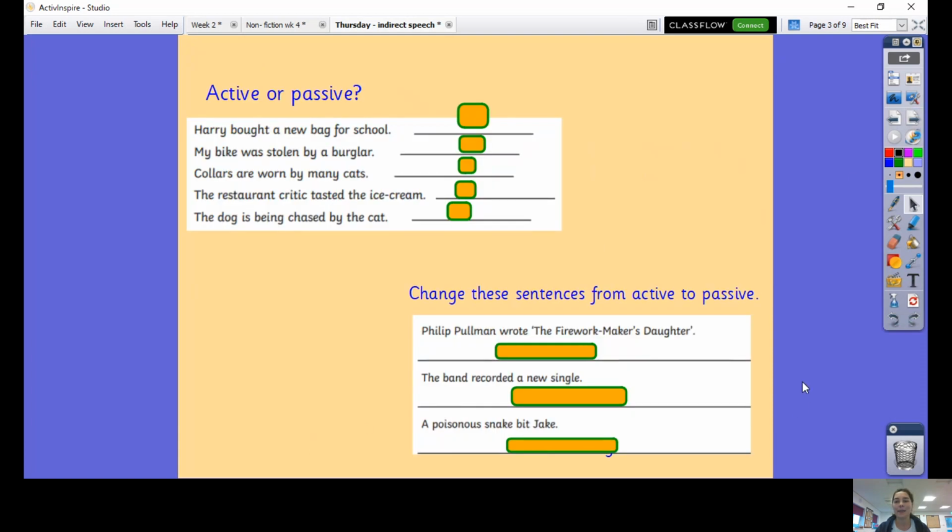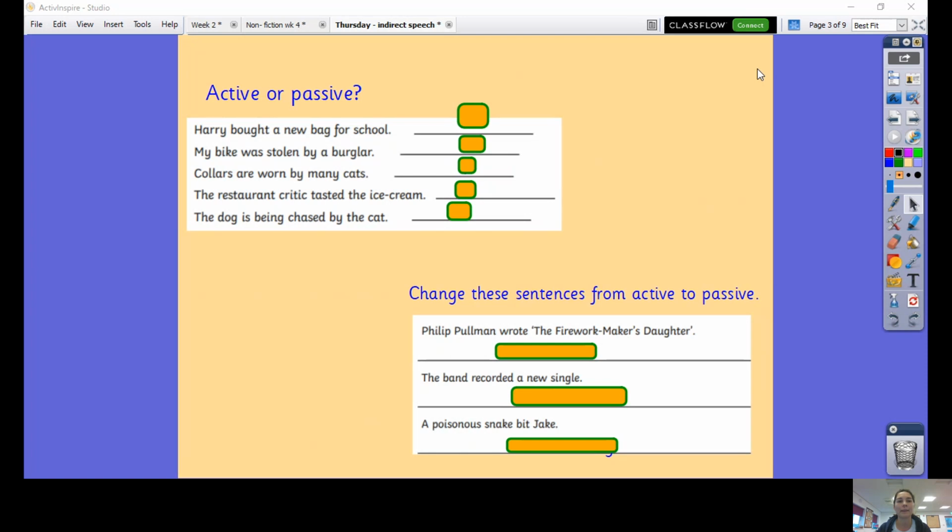Okay, so is this active? Is this passive? So I'm going to read these sentences out for you, and you can just write down an A or a P, depending on whether you think this sentence is active or if you think it is passive. So I'm going to read the sentence first, and then you can have some time to write those down. Harry bought a new bag for school. Is that active or is that passive? Write down an A or a P.